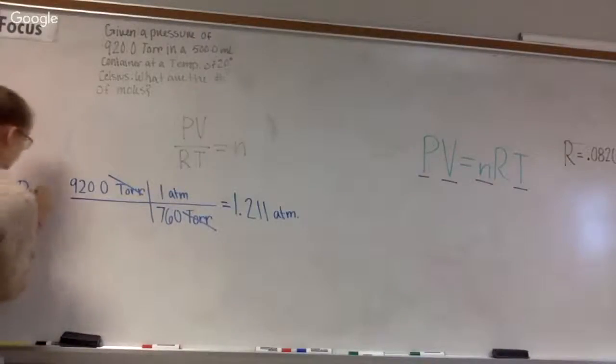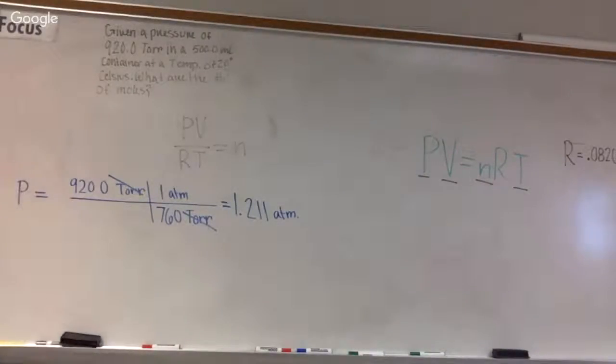Okay, can you write P equals? So what I kind of want to do is go through all the variables that they give us. So what's the next variable they give us in the problem? Milliliters. Isn't milliliters a unit of what? Oh gosh, yes. It's a unit of volume. Can you write V equals?